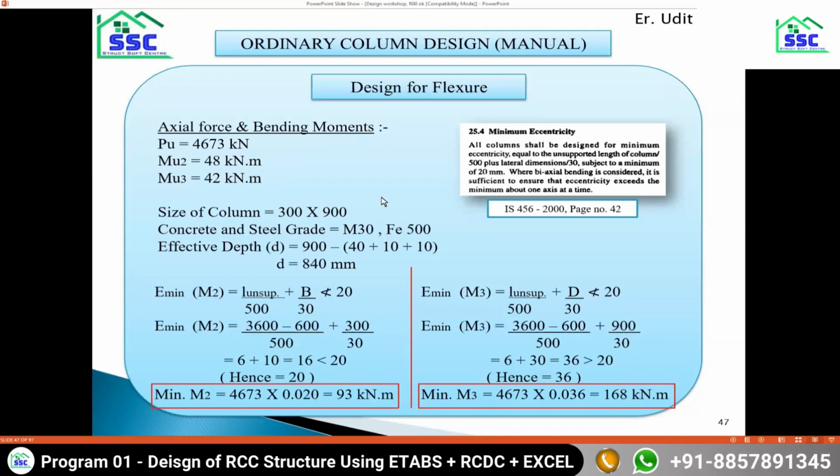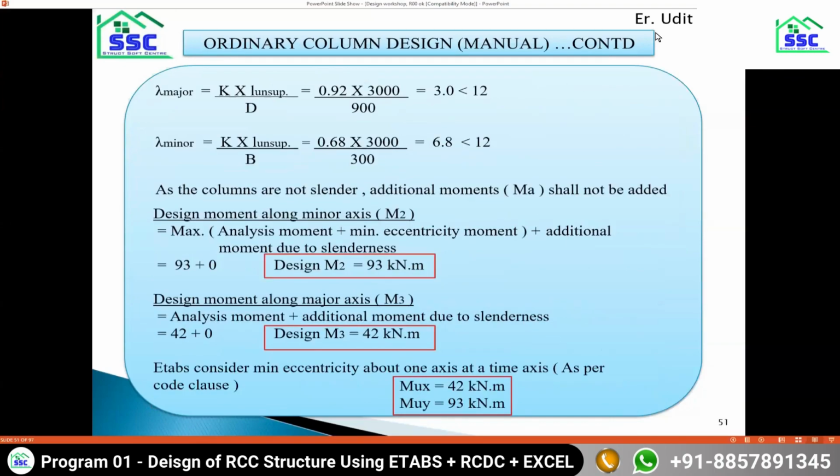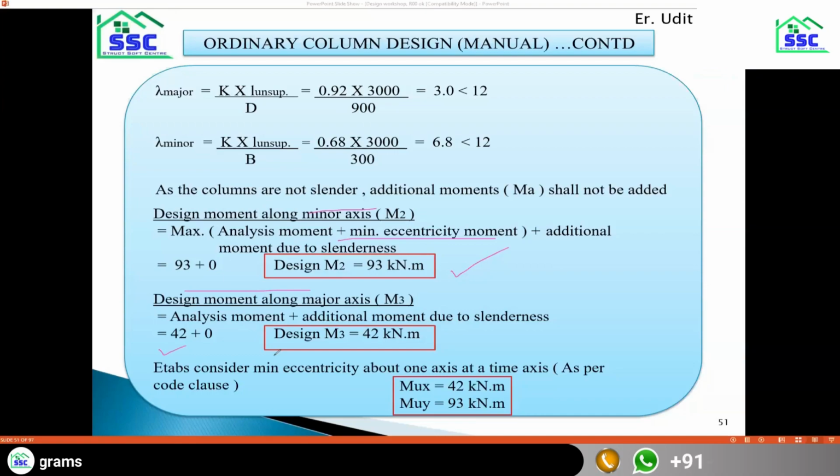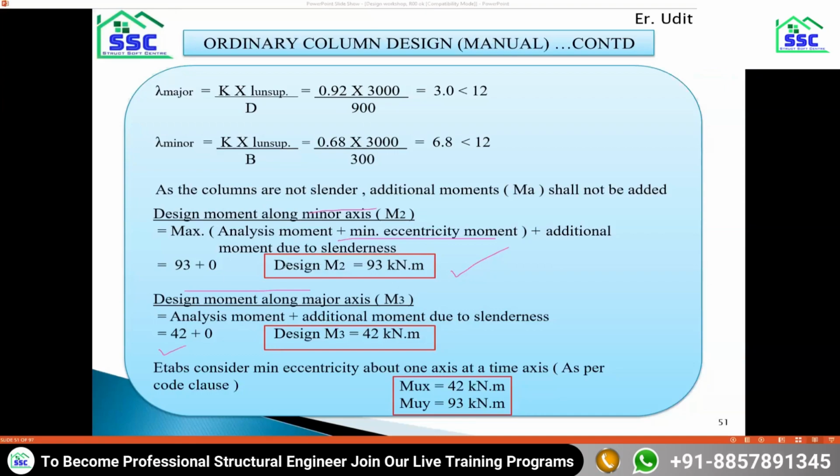So our design moment along minor axis is 93. But as we discussed earlier, minimum eccentricity, we can consider it about one axis at a time. So we are considering it only about the minor axis. We are not considering it about the major axis. So along the major axis, simply the design moment is nothing but what we got from the analysis. So our design moment along minor axis will be 93 and along major axis will be 42. So these are my design moments.